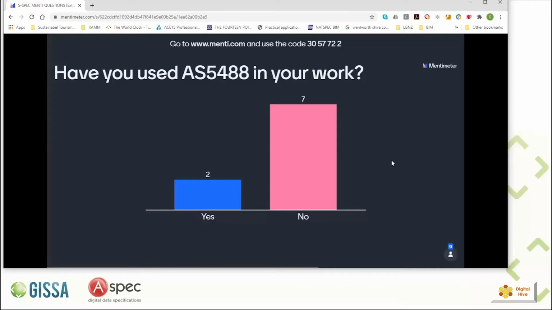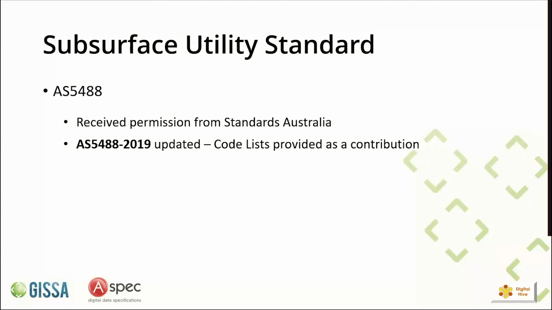So from an A-SPEC perspective, we approached SAI Global as an agent for Standards Australia. So we have permission to create a roadmap from AS5488 to our D, S, and W specifications. So they are now aligned to comply with this. So if you have a contractor that has created their data to comply with AS5488, we now have a table that shows the additional fields to populate to have it comply with S-Spec. And for your information, both Gabby and I were on the technical committee reviewing this standard that was updated and released in 2019.